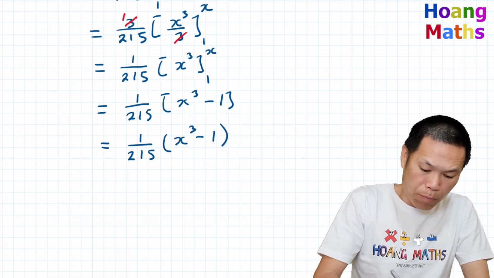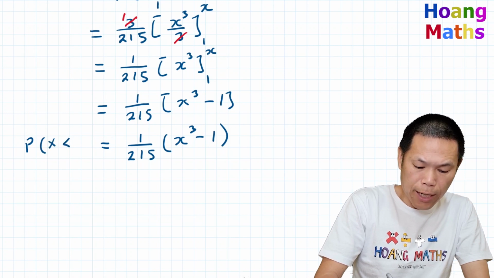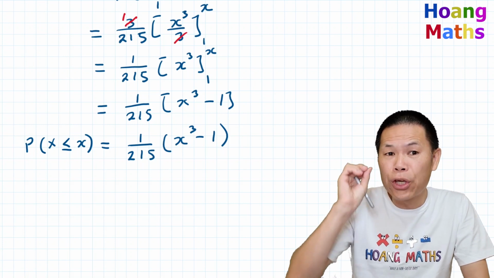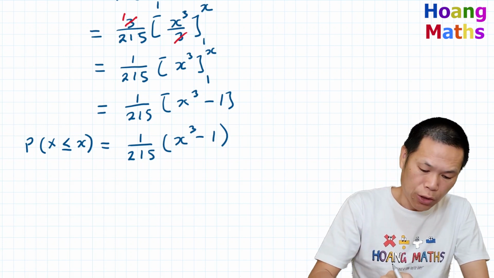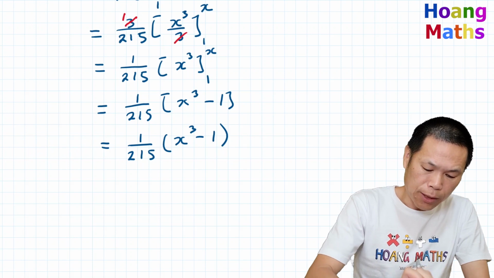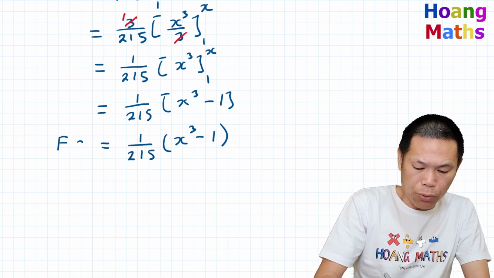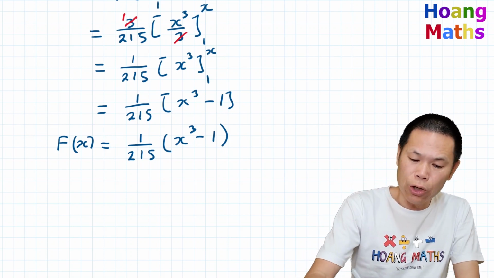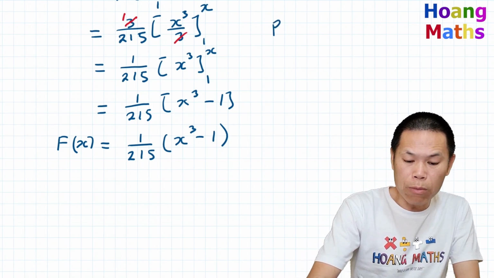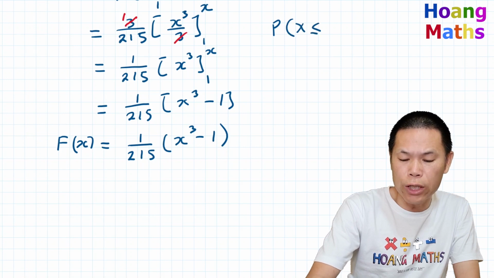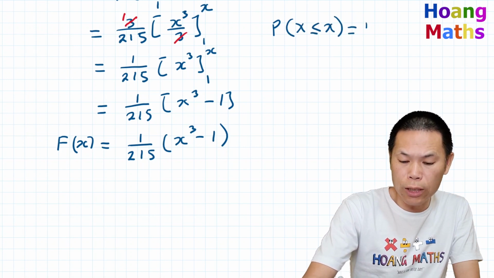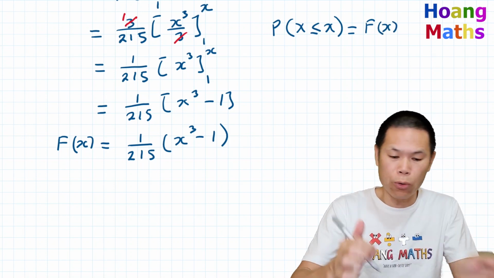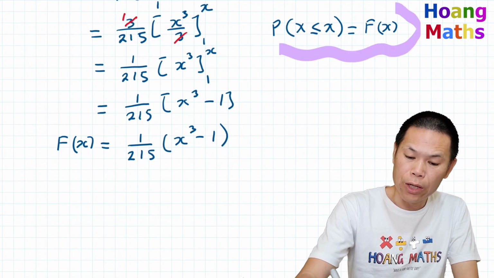So this is the probability that X is less than or equal to x. Keep that in mind, it is a cumulative distribution function. Instead of writing it like this, it is the same as capital F of x. So this is the cumulative distribution. Please take note: the probability that X is less than or equal to x is equal to capital F of x. Important. This is what we're going to do today.